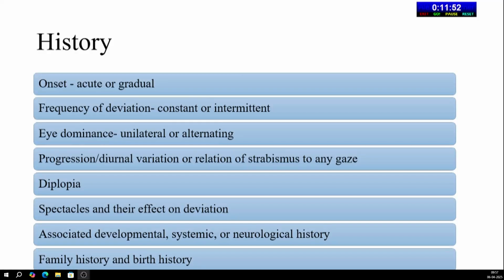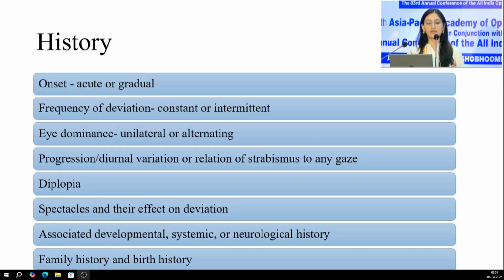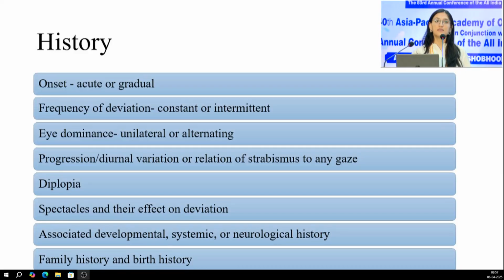So the most important aspect, like any other specialty, is history. You have to ask whether the strabismus was acute or gradual. What was the frequency of deviation? Is it constant or intermittent? Is it unilateral or alternating? Is there any diurnal variation or progression or any cyclic nature of the disease?